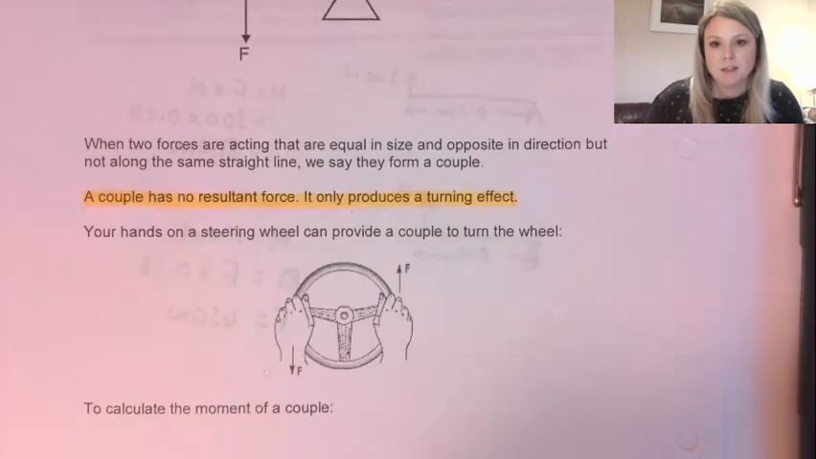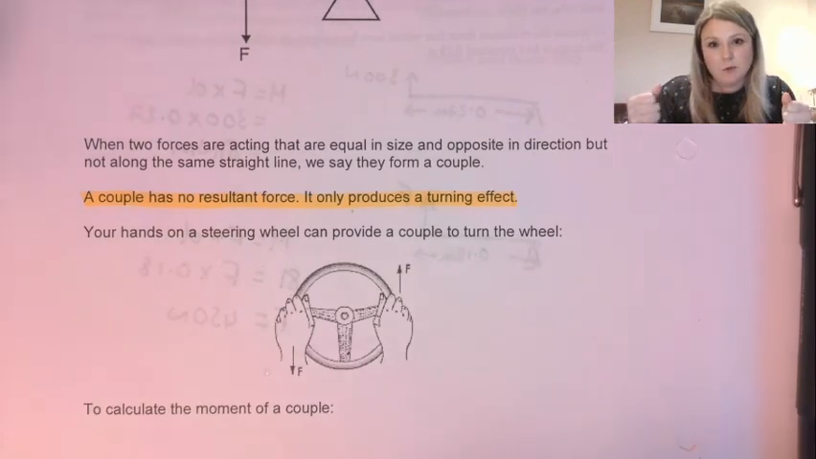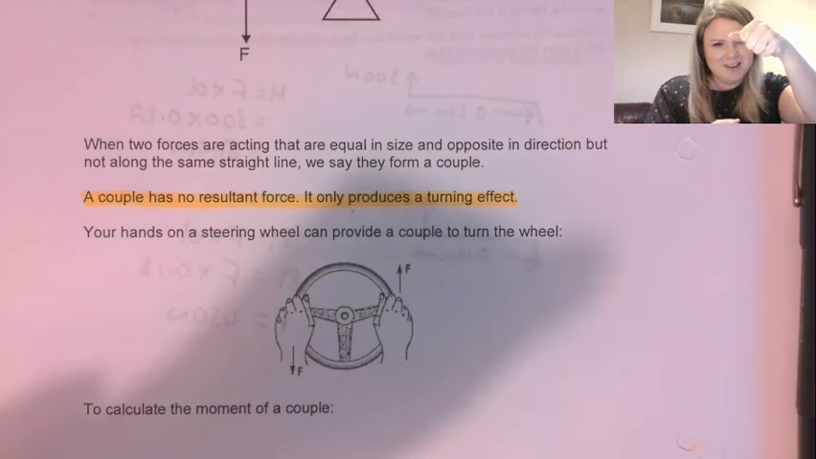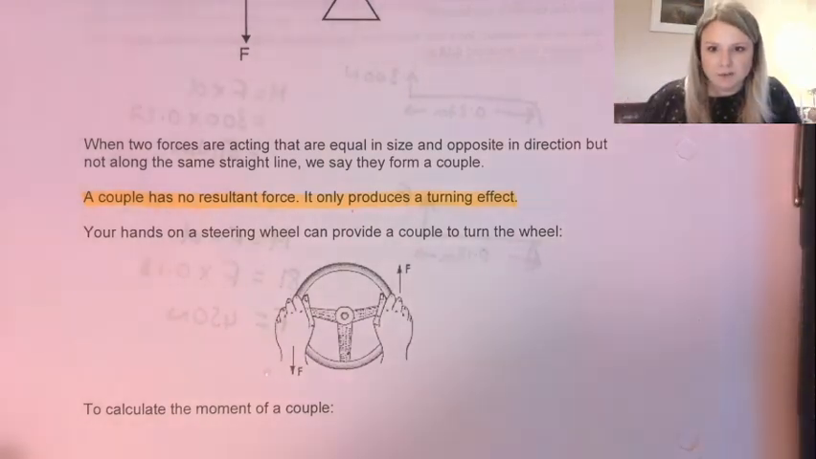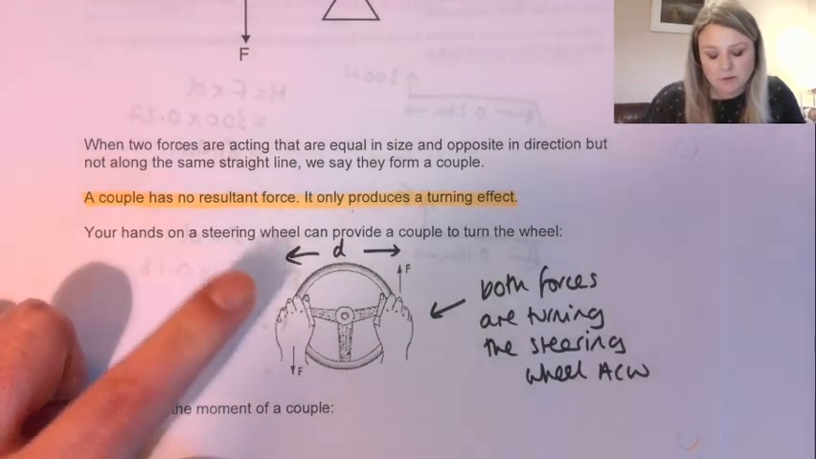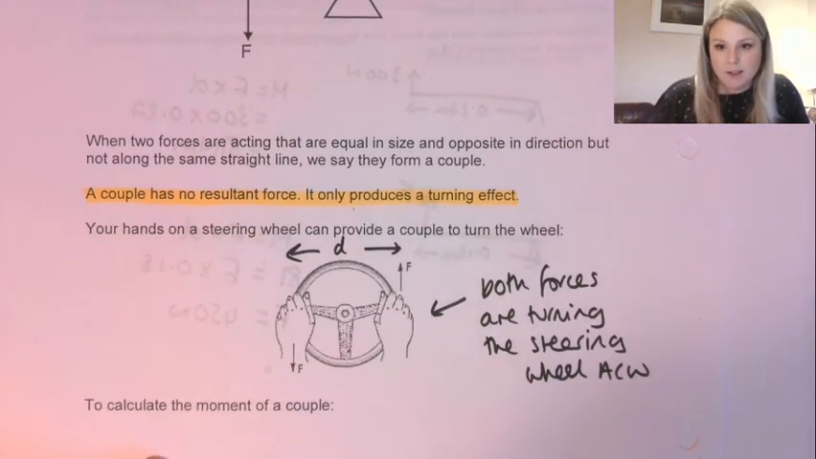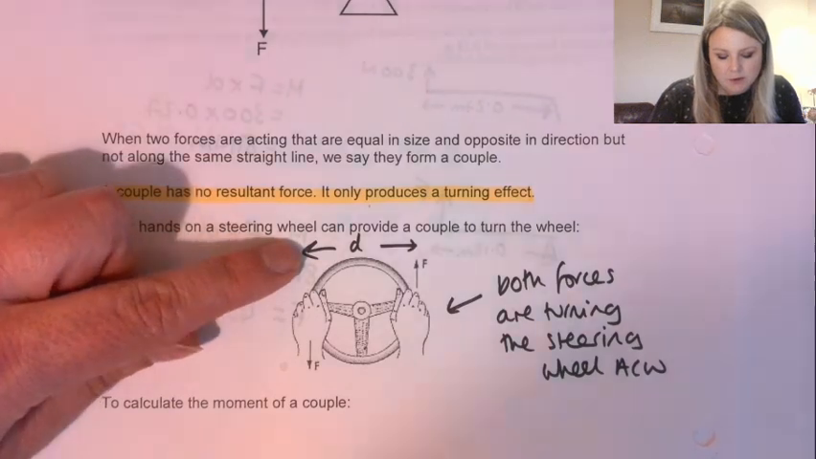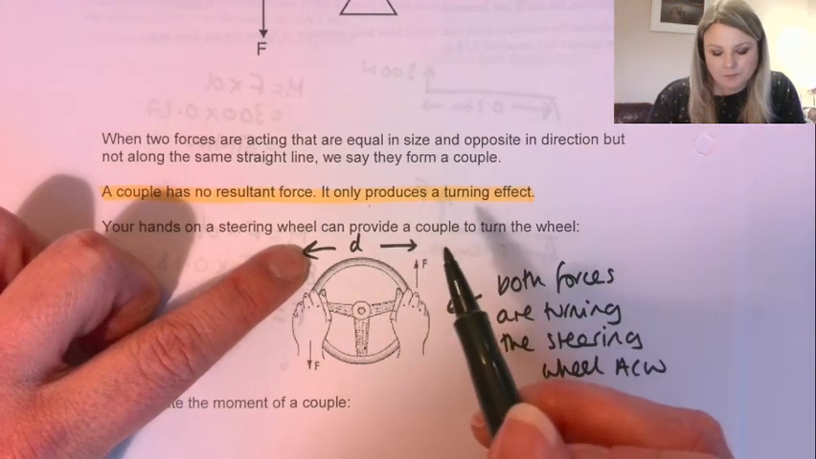A big example of this would be your hands on a steering wheel. If you're turning your steering wheel, you're applying the same force with both hands, and they're both turning it in the same direction. So they're creating a turning effect, but there's going to be no resultant force. You don't lift your steering wheel up or down or anything like that. Now, let's add a couple of little notes. Both forces are turning the steering wheel anti-clockwise. And in our working out down here, I'm going to refer to the distance between these two forces as D.